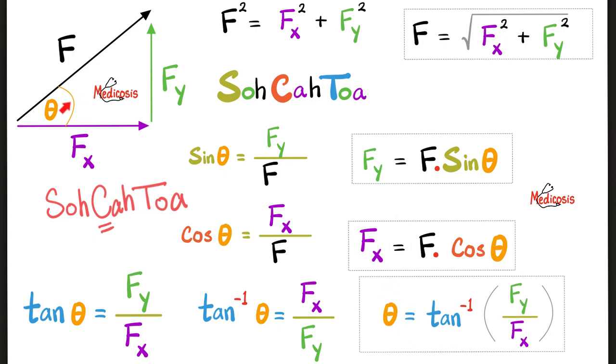How about if theta is the unknown angle? Well, since tan theta equals rise over run, fy over fx, then the inverse, the cotangent, is fx over fy. Then theta is what? Theta equals the cotangent. You have to inverse it again if you want theta alone. So you reverse it, equals fy over fx.